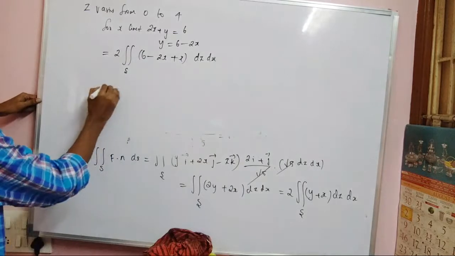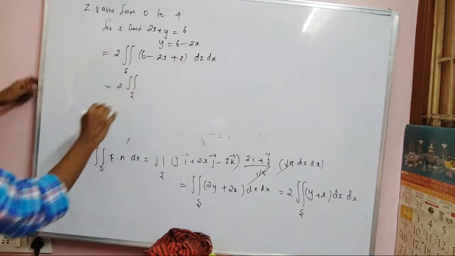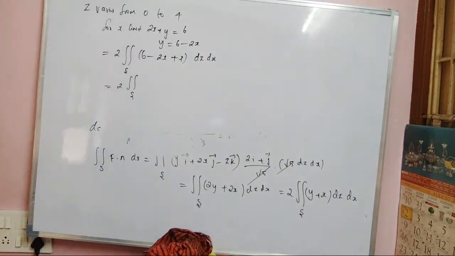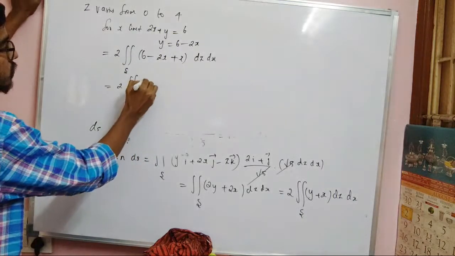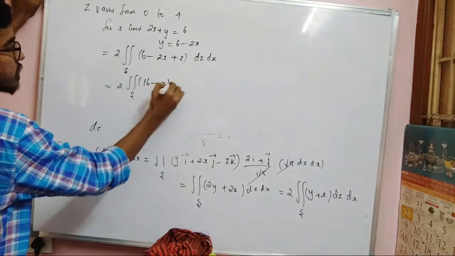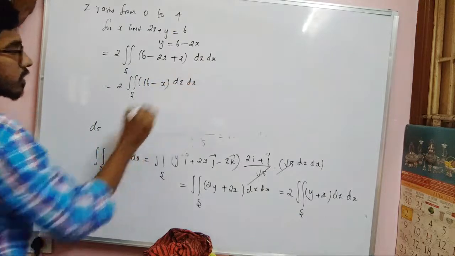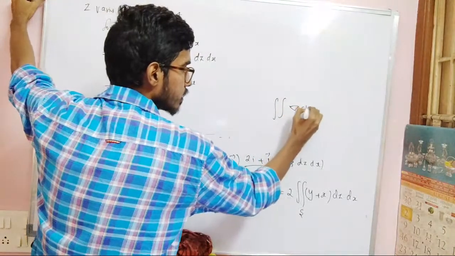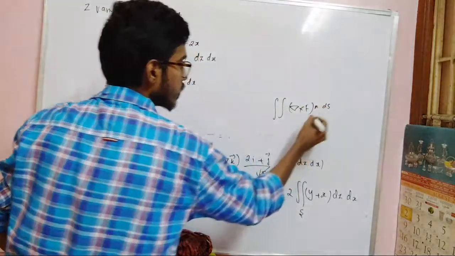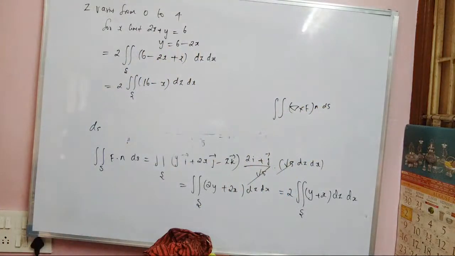So this will be 2 times double integral over S, 16 minus x dz dx. Actually, if they are given double integral of del cross F dot n dS, you find del cross F, or else you don't find del cross F, right?